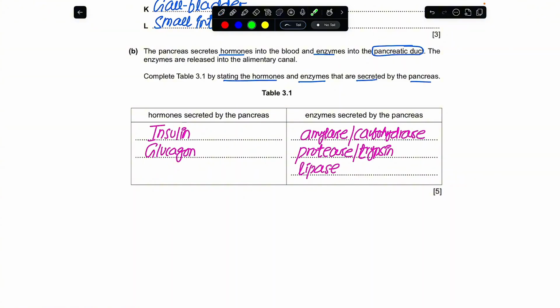And as I have said above, the hormones secreted by the pancreas are two major hormones. One among them is insulin. The other one is glucagon. If we talk about the enzymes that would be secreted by the pancreas, you write it as amylase for carbohydrates. You can write it as protease. Or if you become specific, you would say trypsin. And then the last enzyme that is released out of the pancreas into the pancreatic duct would be the lipase.